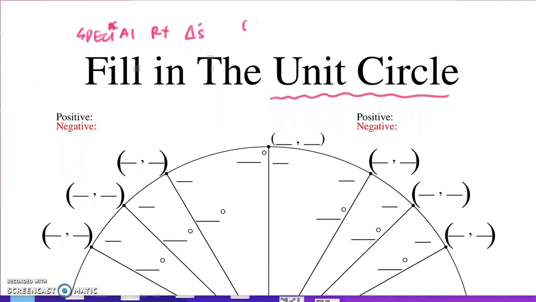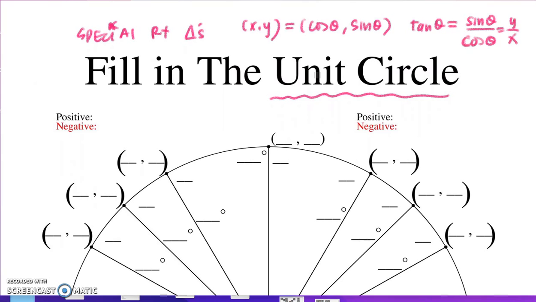A couple of things. Let's actually review with x, y. Remember how x and y are ratios of cosine theta and sine theta. And let's also write that tangent of theta is sine theta over cosine theta, or we can say y over x, whatever the y is and whatever the x is, okay? Also remember that the radius of a unit circle is equal to 1. Keep that in mind, okay?